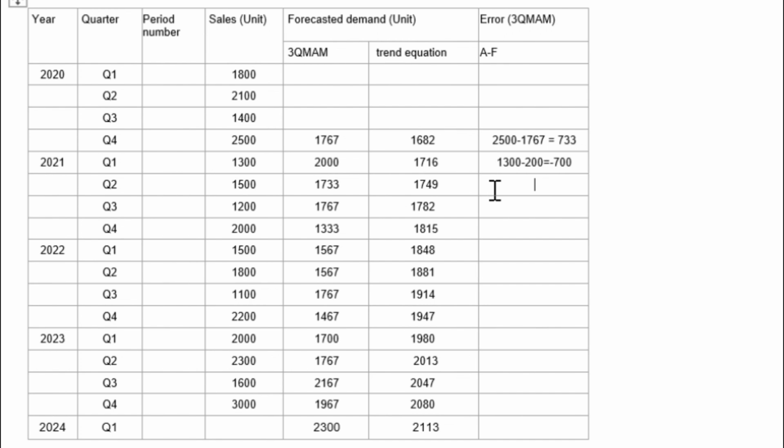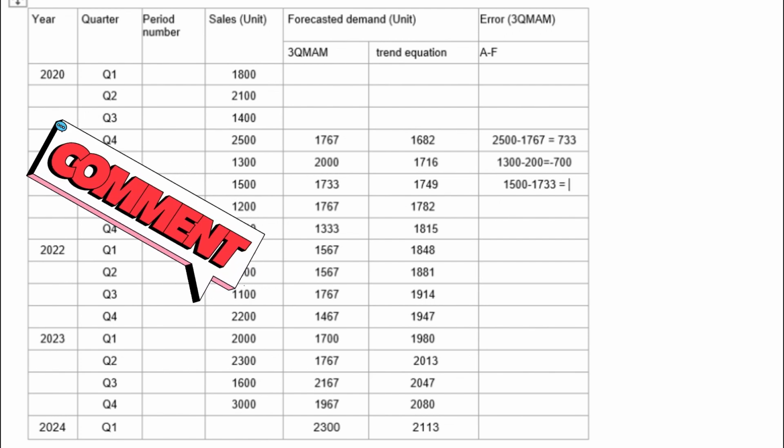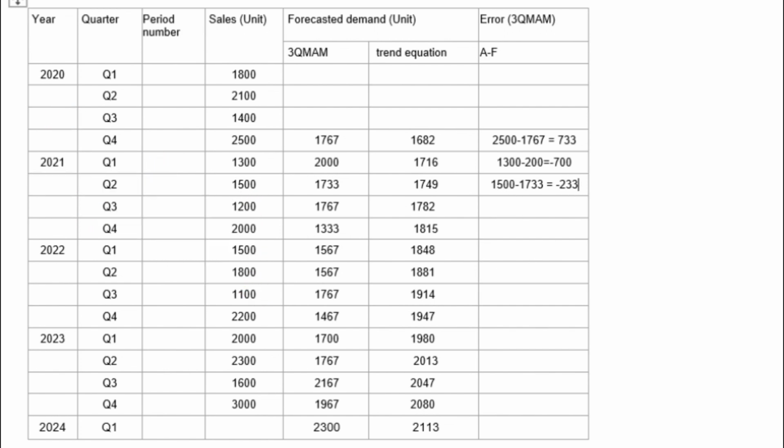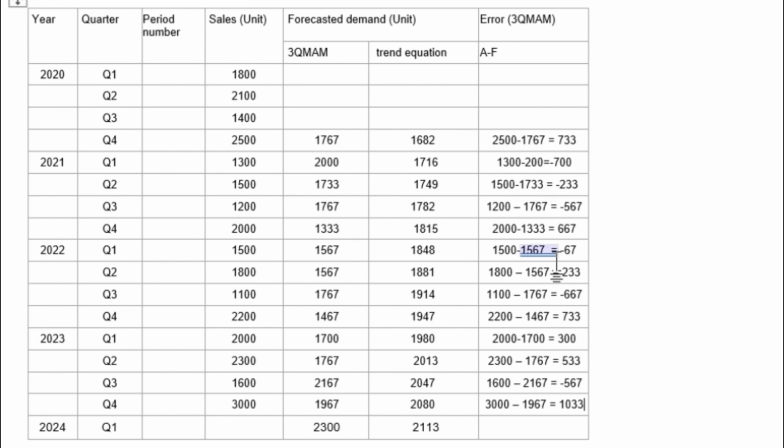The next period, it is 1,500 minus 1,733. It is equal to minus 233. The next period, it is 1,200 minus 1,767, and this is equal to negative 567. So we will continue in the same manner till the last period. Well, now we have the error for all periods.